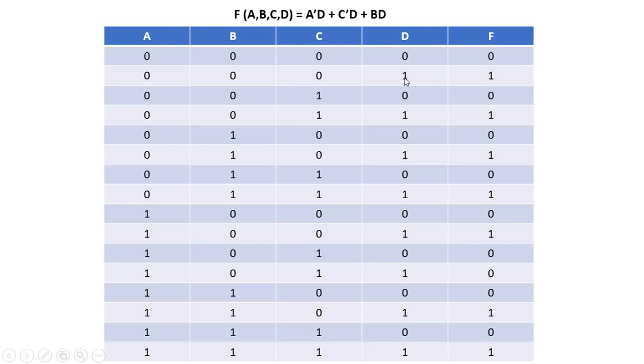Now wherever D is 1 and A and C are 0, because we are using A bar and C bar, there our function will be 1. The other condition is wherever D is 1 and B is 1, there also you will get 1. So you can fill this table accordingly, and you will get the output like this.